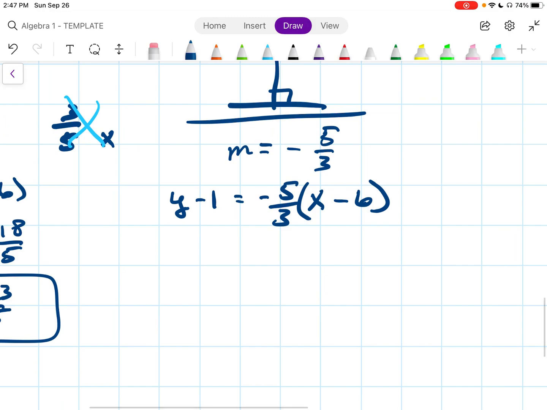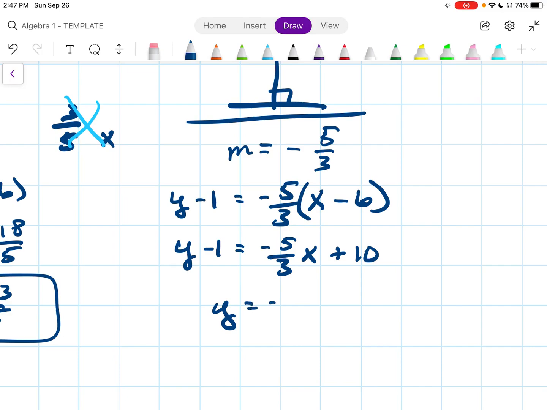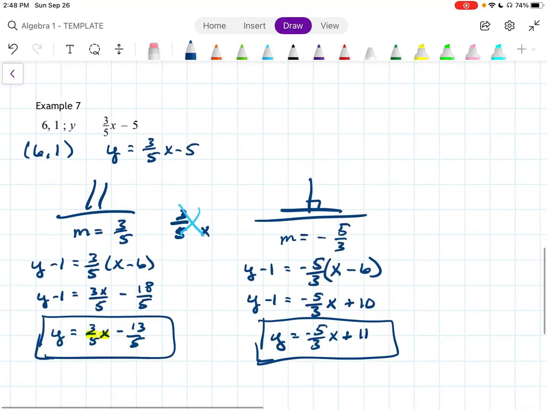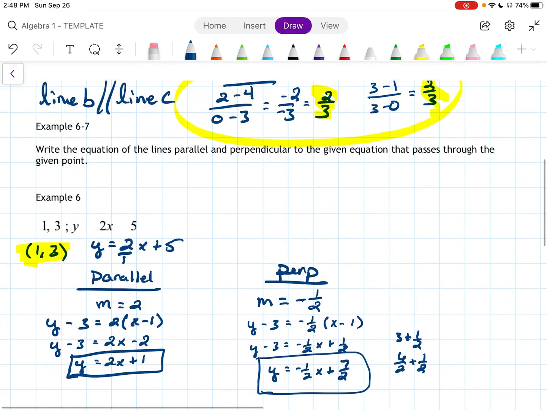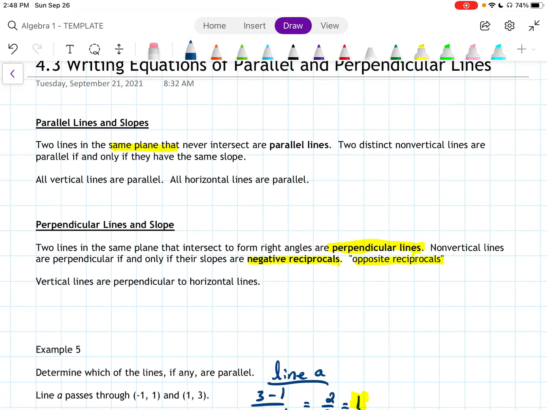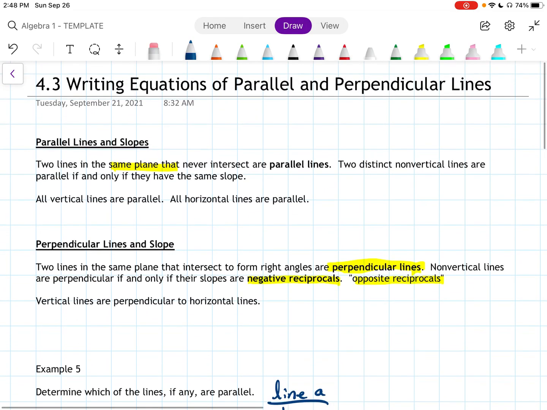And for this other one, I will have y minus 1 equals negative 5/3 x plus 5/3 times 6. Well, the 6 and the 3 cancel to be a 2, so this will be 10. So y equals negative 5/3 x plus 11. All right, that is that. Make sure that we know that they're opposite reciprocals, or you could think of negative reciprocals. All right, good luck on the homework.